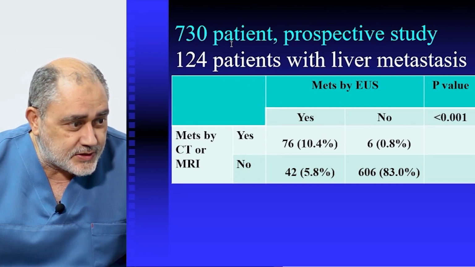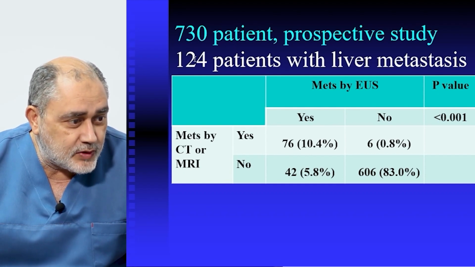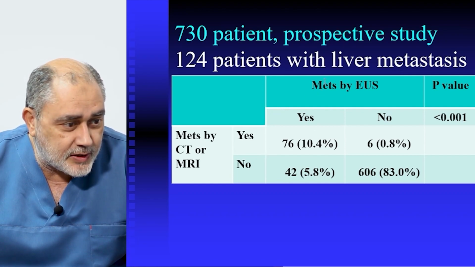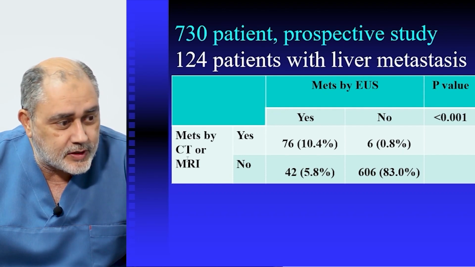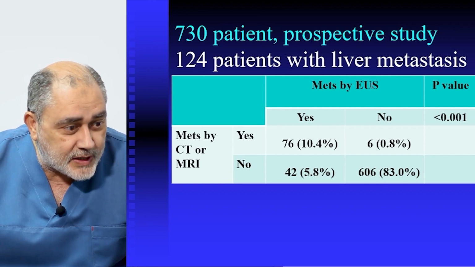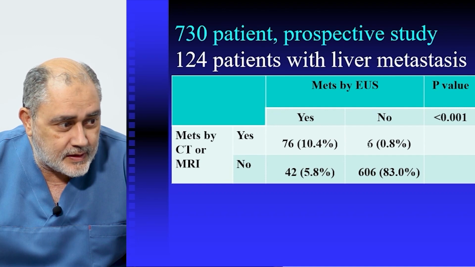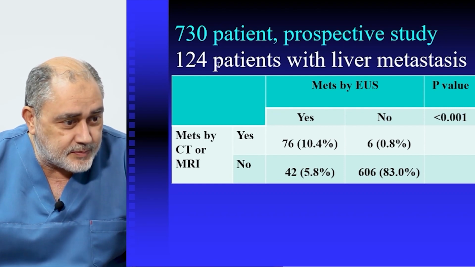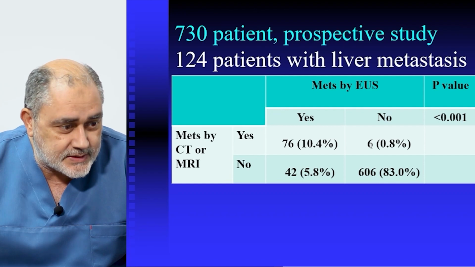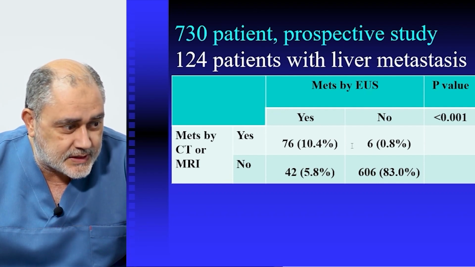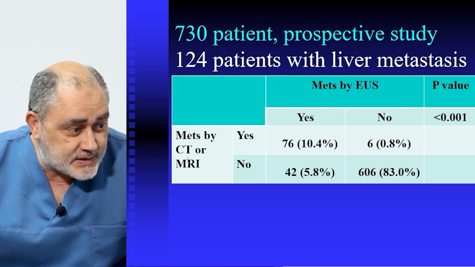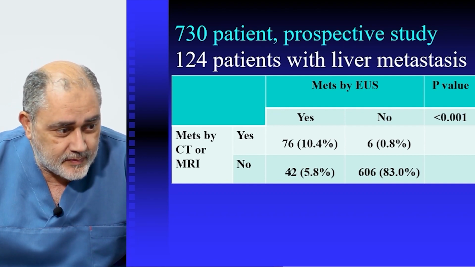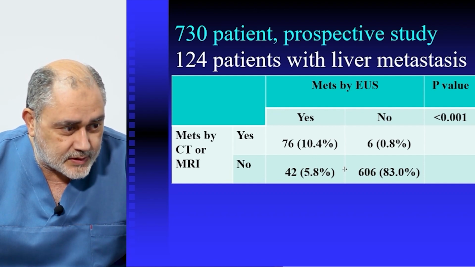Out of the 730 patients, we found that 124 patients had liver metastasis. 76 of them could be seen by both endoscopic ultrasound and CT or MRI. Endoscopic ultrasound missed only 6 cases out of the 730 patients, while these cases were detected by CT and MRI. CT and MRI missed 42 cases not seen by CT and seen by endoscopic ultrasound.